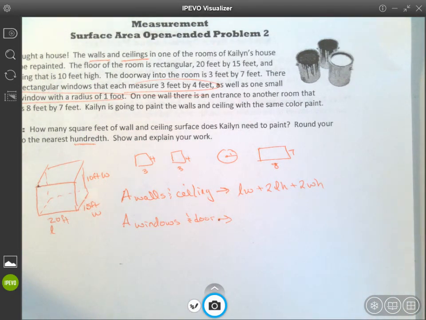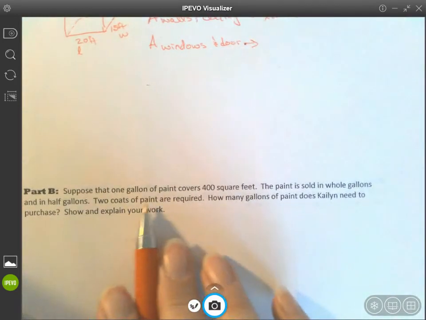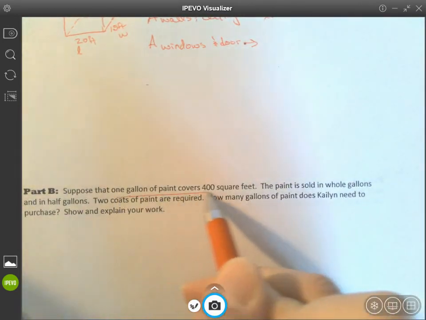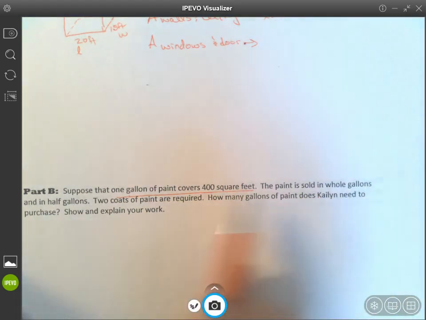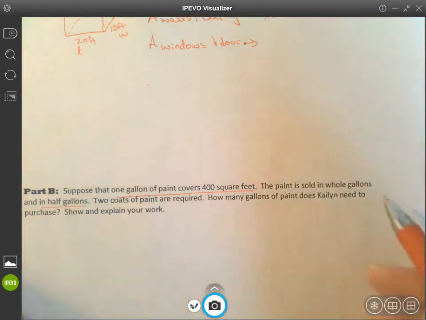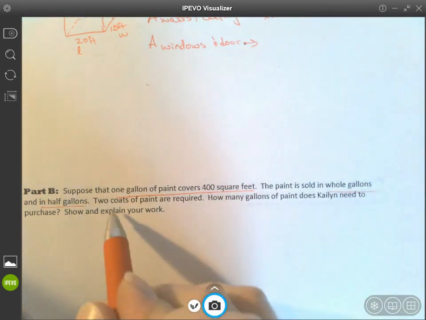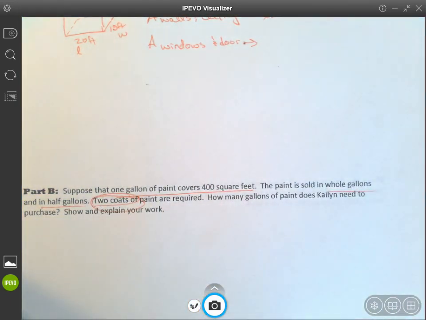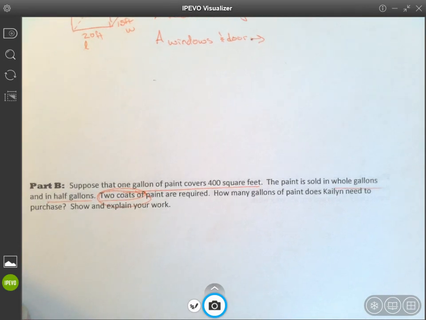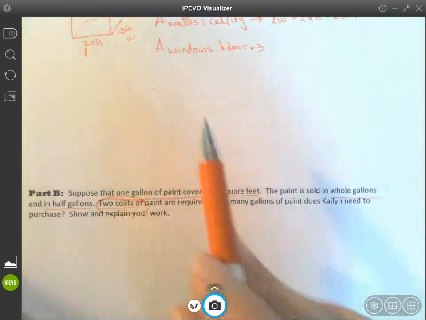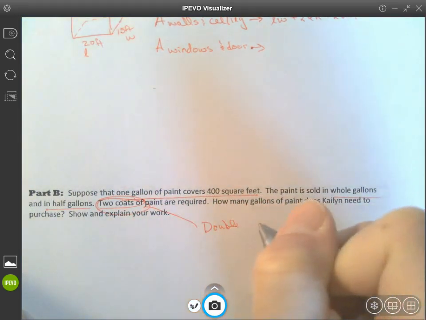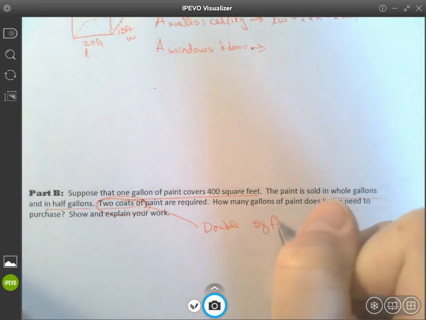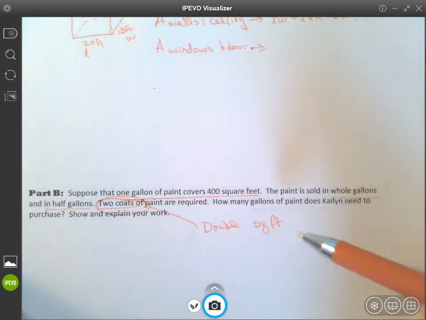Now, if you look down at the next one, we've already talked about this type of problem. It says, suppose that 1 gallon of paint covers 400 square feet. The paint is sold in whole cans and in half gallons. Oh, so you can get a half gallon this time. 2 coats of paint are required. So what I would do is whatever square footage you get, I would double the square footage. Double the square feet you get from A.